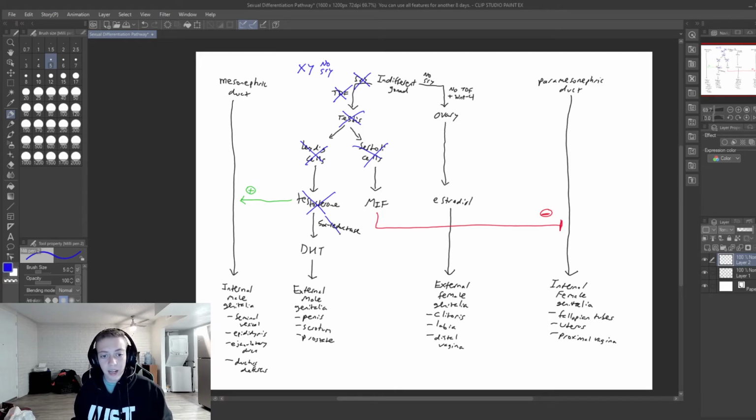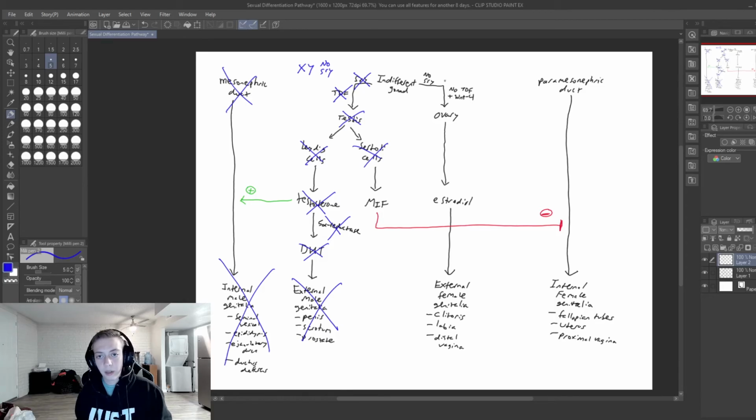And we're not going to have 5-alpha reductase, we're not going to have DHT, we're not going to produce external male genitalia, and since we don't have enough testosterone to maintain this mesonephric duct, we're not going to produce internal male genitalia. So, what else can we do? Well, we're going to go this way.